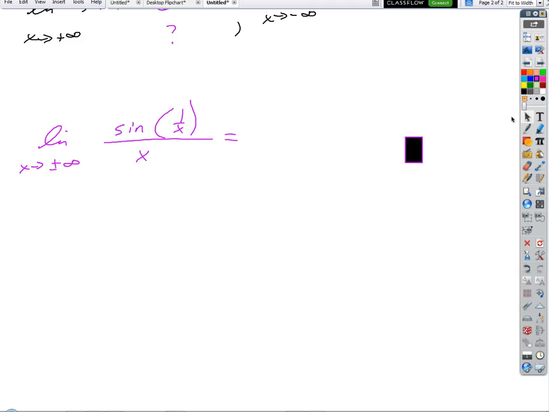And it still approaches 0. How come? x is negative 1 for x. The answer's still 0. Why though? Because the top is becoming smaller, and then when you take the sine of it, it becomes even smaller.